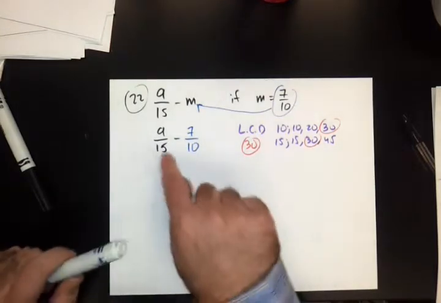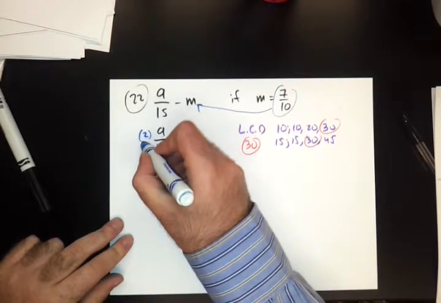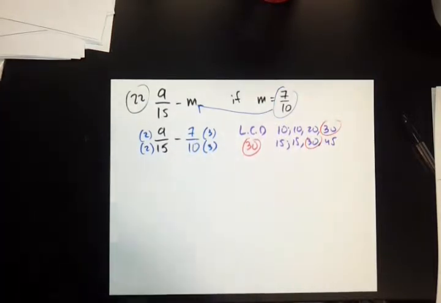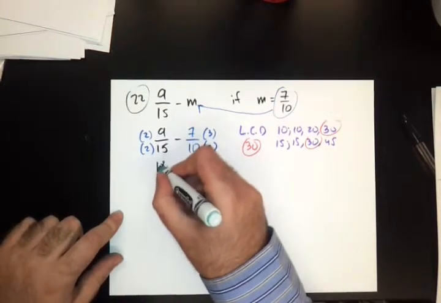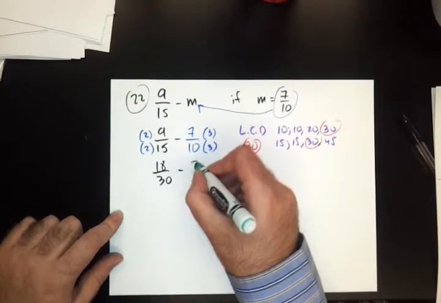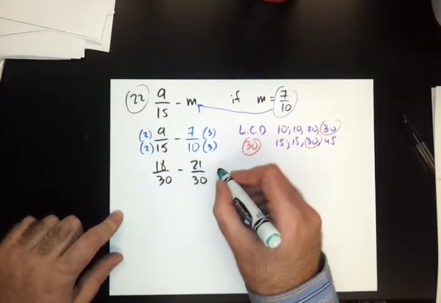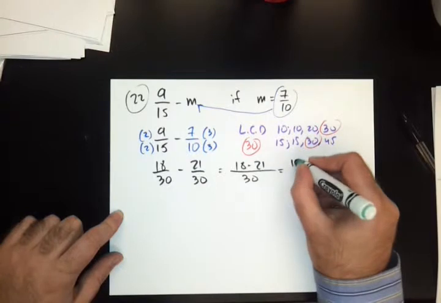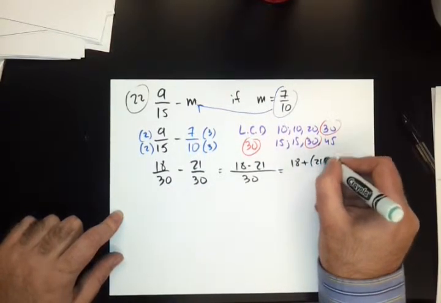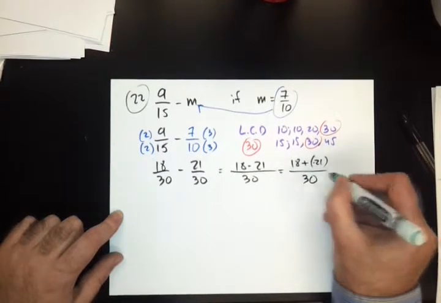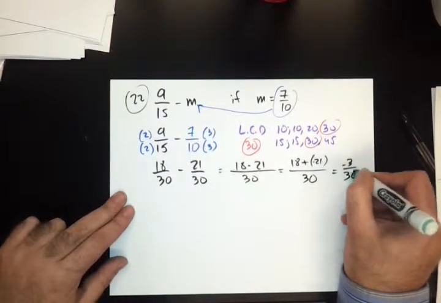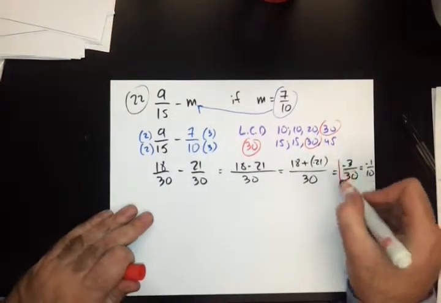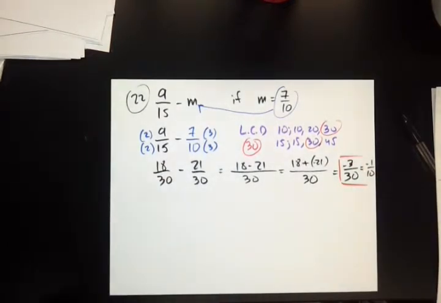Now our job is to get both of the denominators to 30. Here, multiply by 2. Here, multiply by 3, which then yields 18 over 30 minus 21 over 30. Set them over. We have no rules for subtraction, so we convert that into addition. Negative 3 over 30, or negative 1 over 10. Either or, again, would be good. Perfect.